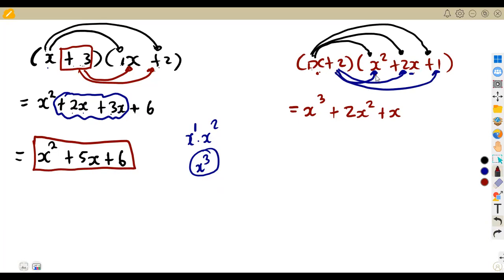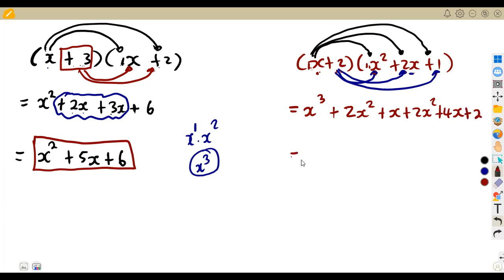So it's 2 times x, the positive there. 2 times x squared, this is same as 1. So 2 times 1, it will be 2x squared. All right, 2 and 2x, that is 2 times 2, which is going to give us 4x. Then 2 and 1 here, 2 times 1, which is going to give us a positive 2.